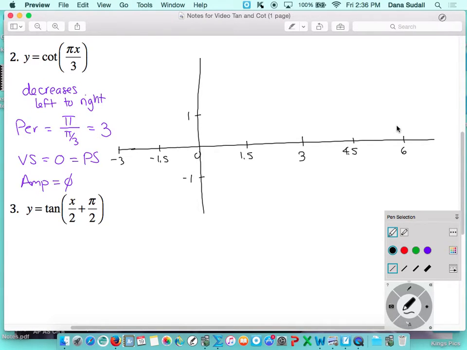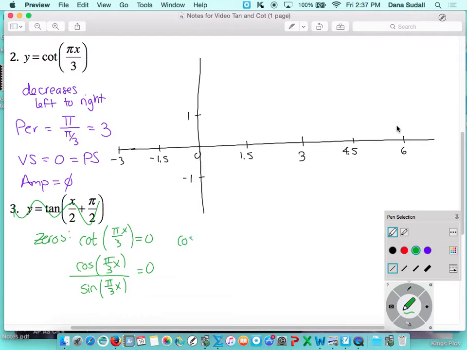All right, and then again, we need to come up with the zeros for the function. So I'm going to ignore this problem here for a minute. So the zeros would be where cotangent equals 0. Cotangent is cosine over sine. And if that fraction equals 0, it would be the numerator that equals 0. So where cosine pi over 3x equals 0.